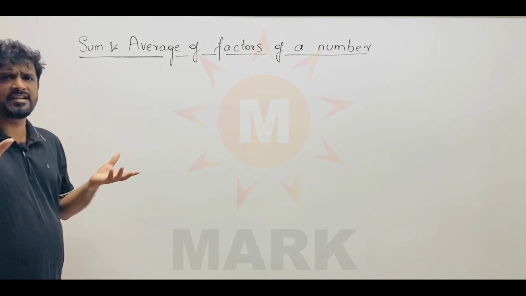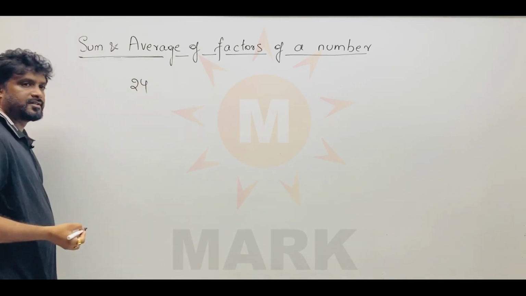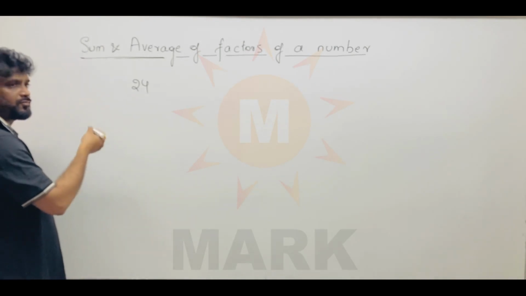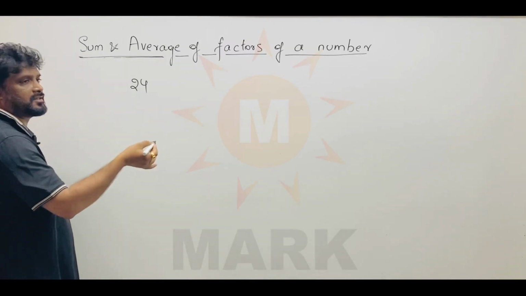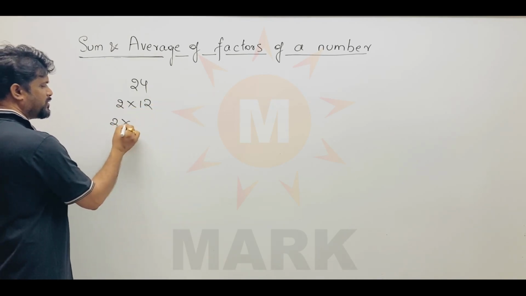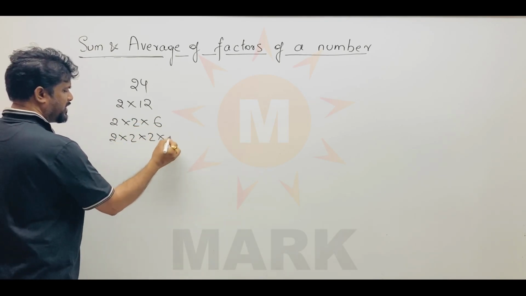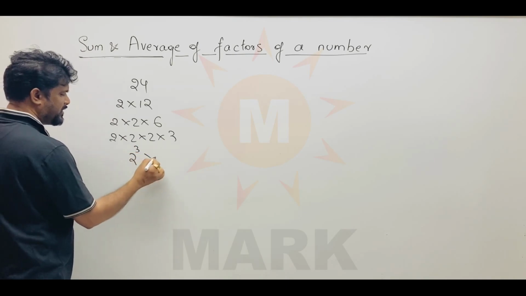So first I am taking a very simple example, that is 24. What are the factors of 24? First we'll go for prime factorization, as you know very well. So I can write 24 as 2 into 12, so 2 into 2 into 6, so that is nothing but 2 into 2 into 2 into 3. That is equal to 2 power 3 into 3 power 1.